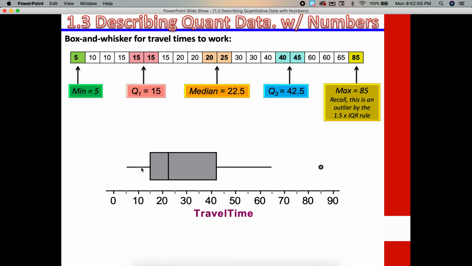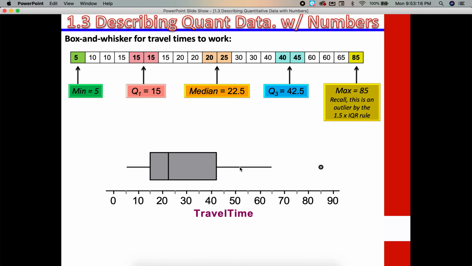What it means that this whisker is so short relative to this one is that this 25% of data is more condensed. We can actually look at this 25% and see it ranges from 5 to 15. This is a spread of 10 units, as opposed to this last quartile, which, even if we exclude the outlier, goes from 45 to 65. That's a much bigger spread. It is twice as big as this.